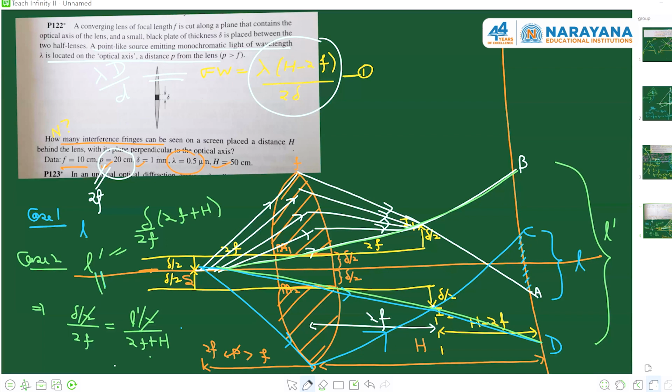Let's see what the value is. How much is L prime? Everything will be required, so I need to write it carefully. So 1 millimeter, these terms are given. So 1 upon 2f, that is 20 centimeter, and this is 20 plus h is 50. These many millimeters. So seems like 70 by 20, so 3.5 millimeters. That is one thing, L prime.